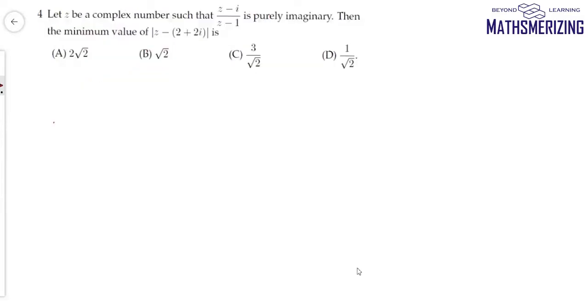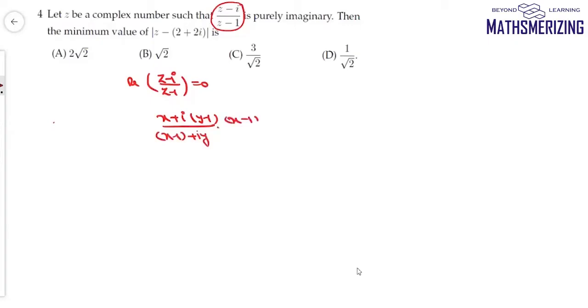Now question number 4, it says Z is a complex number such that (Z minus iota) upon (Z minus 1) is purely imaginary. So that means the real part of (Z minus iota) upon (Z minus 1) should be 0. So I'll take this Z as x plus iota y. So I'll write (x plus iota y minus iota) upon (x minus 1 plus iota y). Now I'll multiply and divide it with (x minus 1 minus iota y) upon (x minus 1 minus iota y), and I need to find the real part of this complex number, and it should be 0.